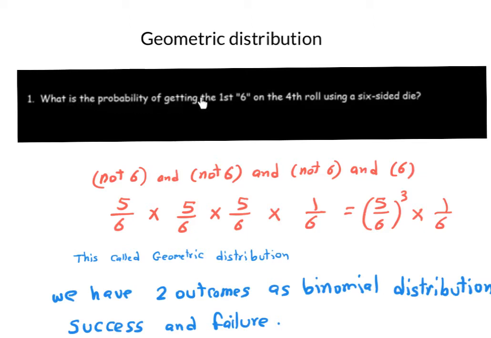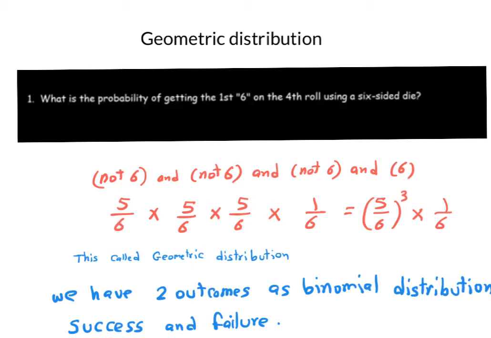What is the probability of getting the first 6 on the fourth throw using a 6-sided die? If we throw this die 4 times, what is the probability of getting the first 6 on the fourth? This means not 6, not 6, not 6, but 6. So to get 6 at the fourth, you didn't get 6 at the first, second, or third. So not 6, then 6.